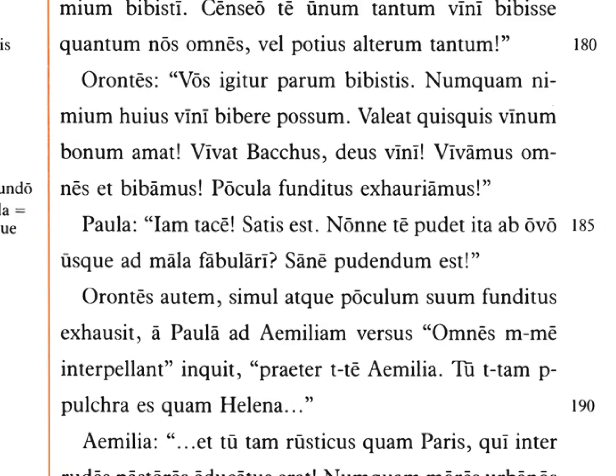Vivat Bacchus, deus vini. Long live Bacchus, the god of wine. Vivamus omnes et bibamus. Let's all live and let's drink. Pocula funditus exhauriamus.